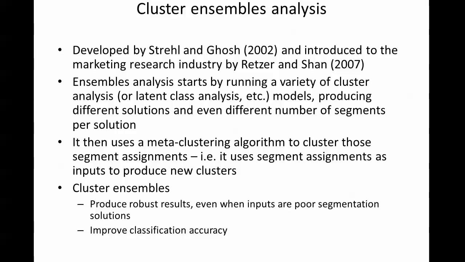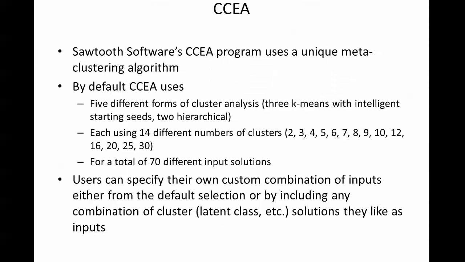The neat thing about the ensembles analysis is it takes all those solutions that you generate with those various other methods, and it pulls them into what's called a meta-clustering algorithm. It takes the segment assignments that were output in bullet point 2 and uses them as inputs to create new clusters. As a result, cluster ensemble analysis was found to produce pretty robust results even when the inputs that we used in the second bullet point provided poor segmentation solutions, and it improved classification accuracy.